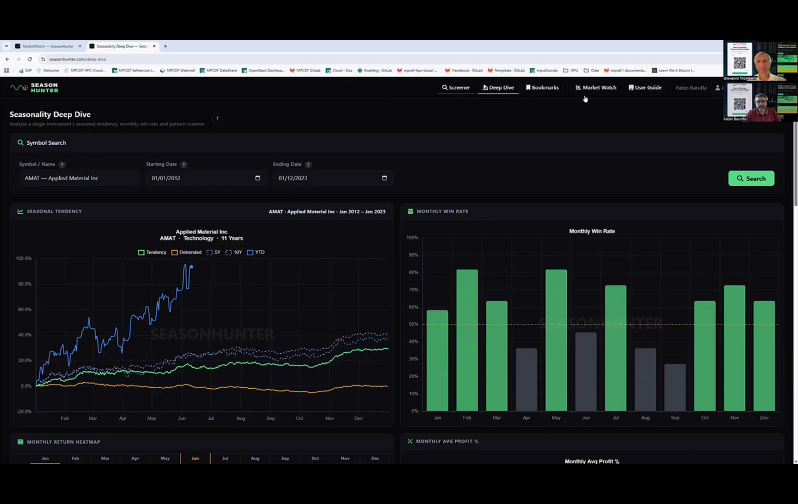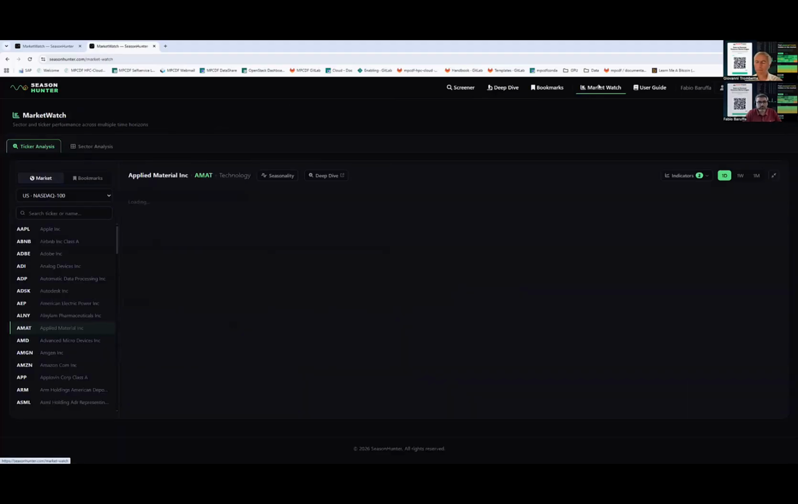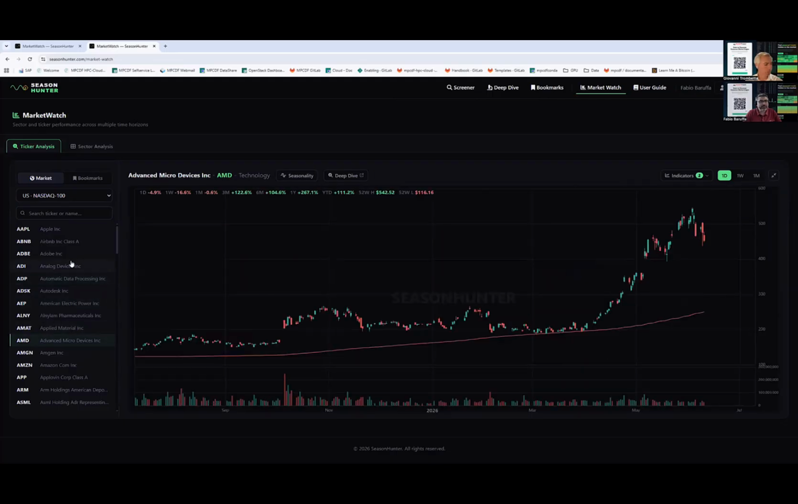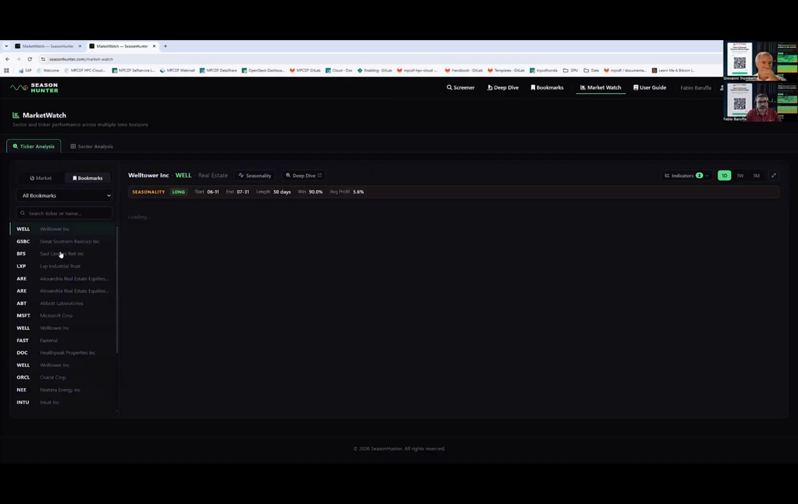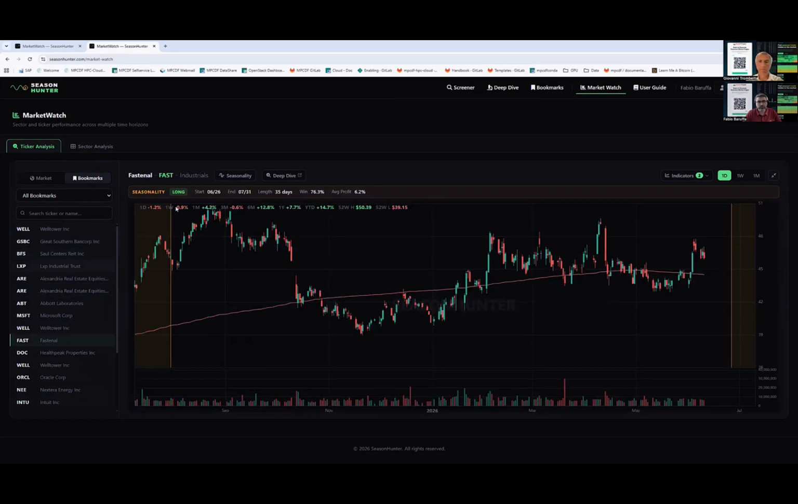And as I said, this is a complete platform where you can play around and see what's happening. The market watch was the last thing we have added just to see what's going on. I really like it because in the bookmark list you can see if something is going on with information from the seasonality.